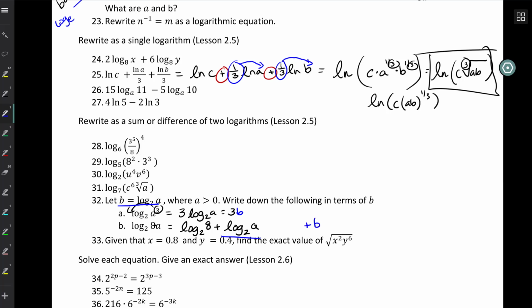But what about log base 2 of 8? That's actually a number that we can evaluate. Remember, this is saying 2 to the what power equals 8. Well, 2 to the third power equals 8. So what does log base 2 of 8 equal? It equals 3. So this expression, log base 2 of 8a, in terms of b, can be rewritten as 3 plus b. Pretty slick. Okay?